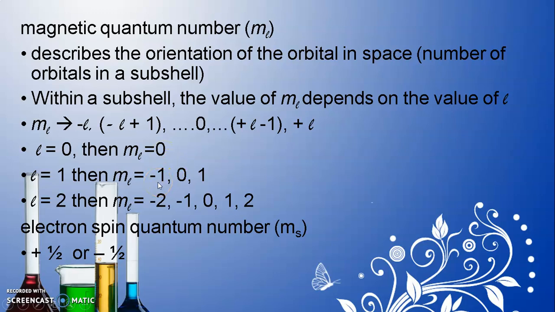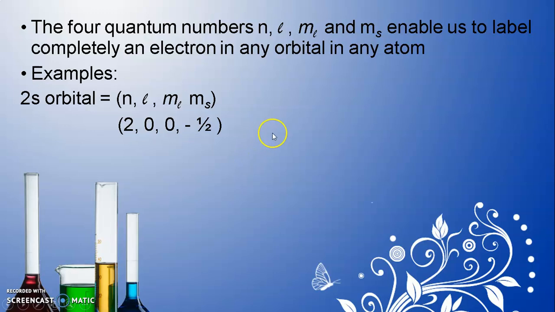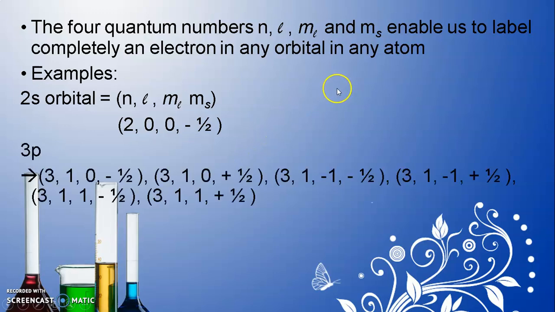In your P subshell, there are three orientations. It means that a maximum of 6 electrons can be occupied in the P subshell. Then in your D subshell, you have 5 orientations, indicating that you have a maximum of 10 electrons occupying the D subshell. So the four quantum numbers of your atom or element will give you a way to label the electrons in an atom.